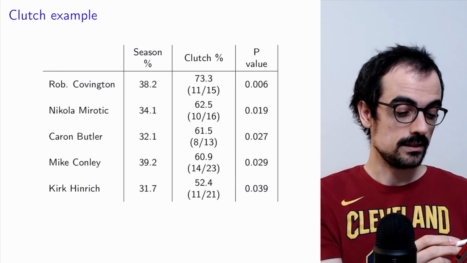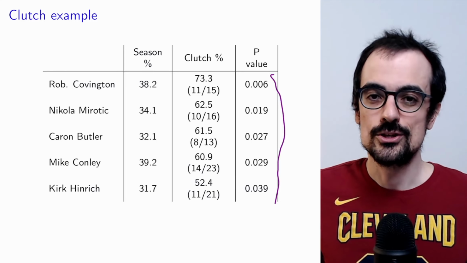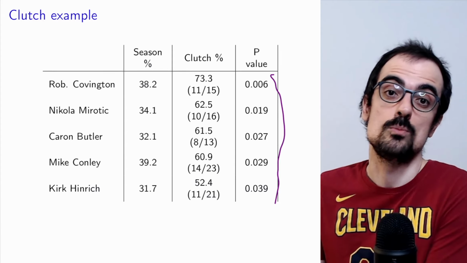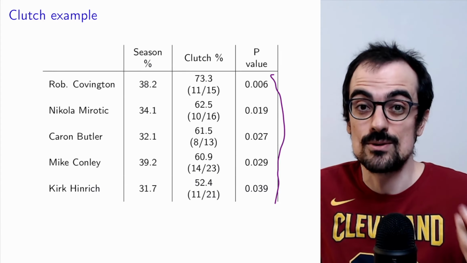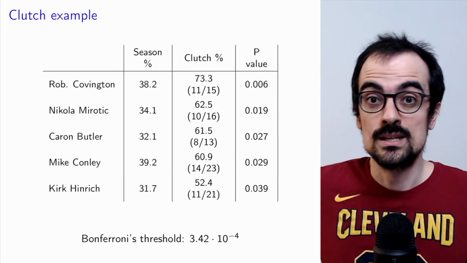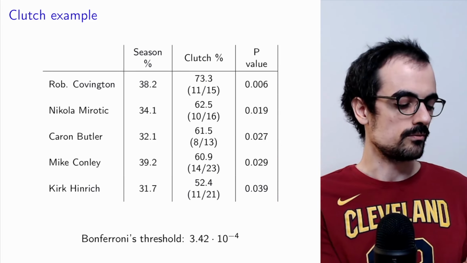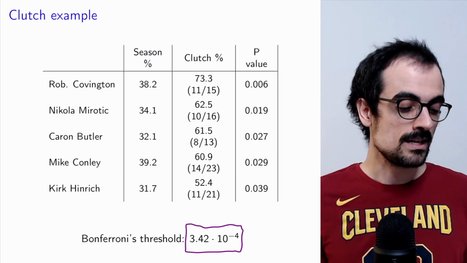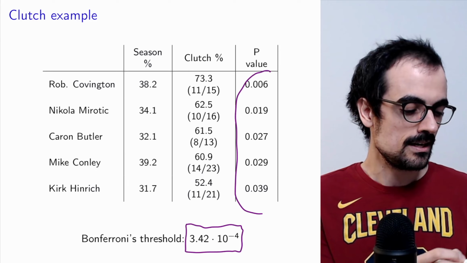Remember that we had seen these p-values. We cannot threshold them using 5% if we want the probability of a false positive to be bounded by 5%, because we're doing multiple testing. We're testing 146 players. Instead, we have to do 5% divided by 146, which happens to be 3.42 times 10 to the minus 4, and this is the actual threshold that we should apply. And when we use this threshold, we see that none of the players are under the threshold.